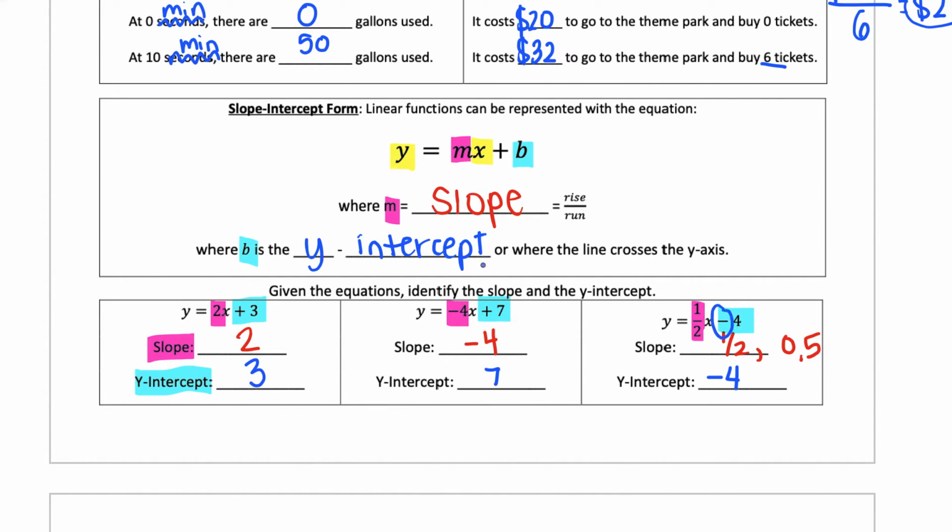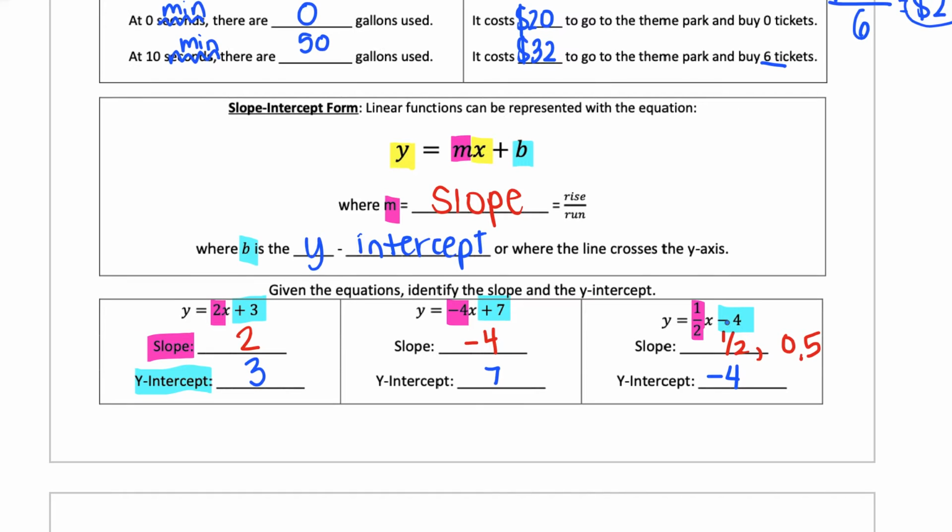So we have to use that sign that was in between to make a decision on whether we have a positive y-intercept or a negative. The first two were pluses, so we had positive y-intercepts. This last one has a minus in the equation, so it will have a negative y-intercept.